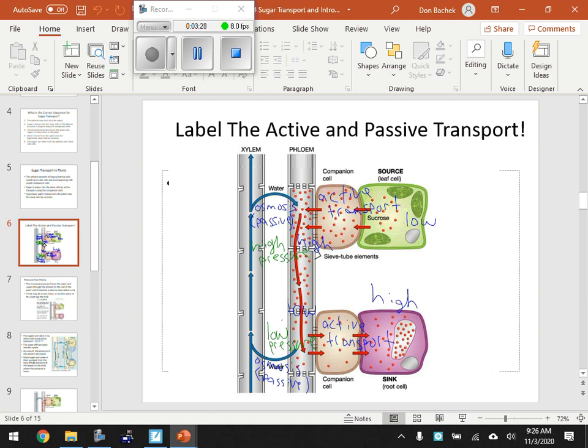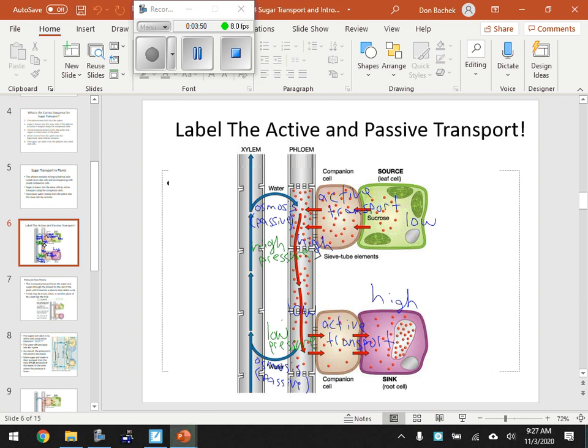Don't worry about any of this other stuff here right now. Just put down active transport right here between the source and the companion cell. This would be your leaf cell, where the sugar is being made, and it's going to be moved into what we call a companion cell. The companion cell has more sugar in it, and we want to pump even more sugar into it. So we're going to do active transport.